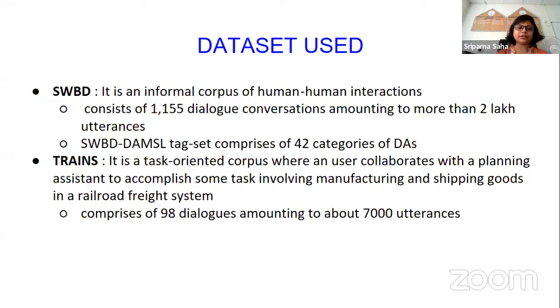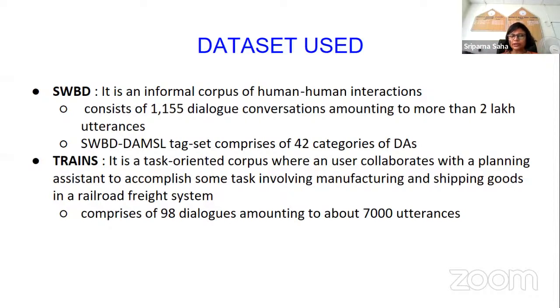Here we have utilized two data sets, SWBD and Trains. SWBD stands for the Switchboard corpus. This Switchboard corpus is a very big corpus, and the data set is already available. It is an informal corpus of human-human interactions. There are 1,155 dialogue conversations amounting to more than 2 lakh utterances. It consists of two-party conversations, where two people are conversing with each other.